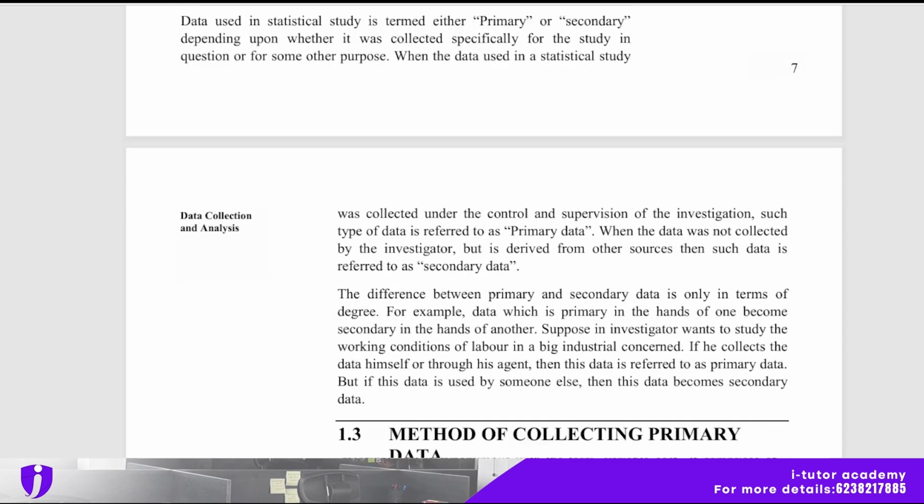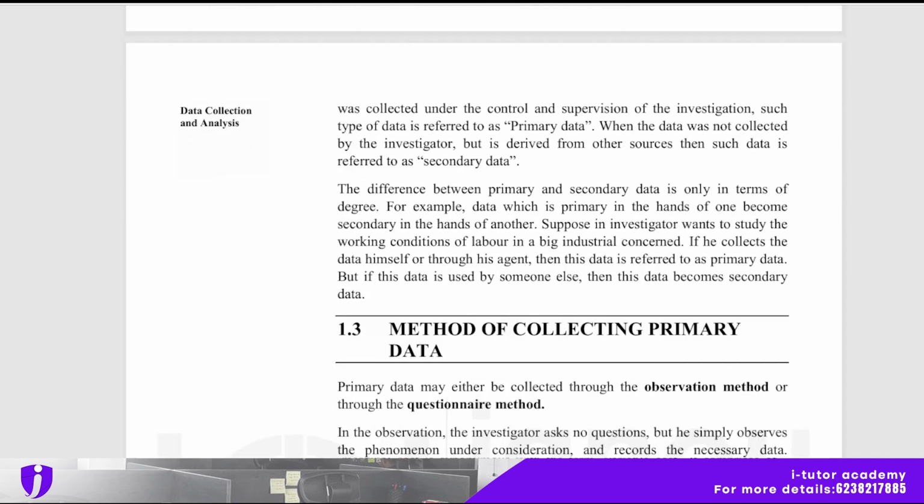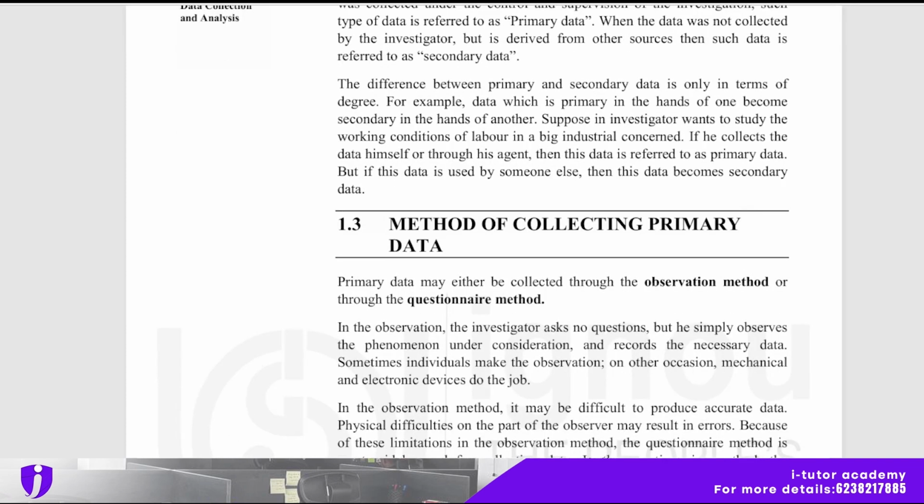When the data used in a statistical study was collected under the control and supervision of the investigator, such type of data is referred to as primary data. When the data was not collected by the investigator but is derived from other sources, then such data is referred to as secondary data. The difference between primary and secondary data is only in terms of degree. For example, data which is primary in the hands of one becomes secondary in the hands of another.